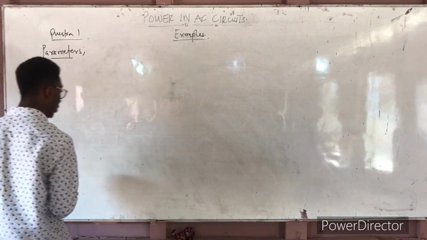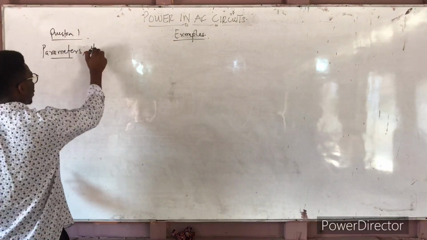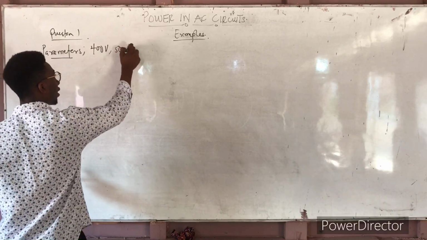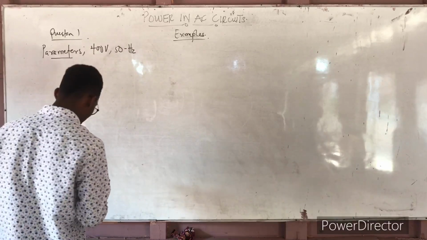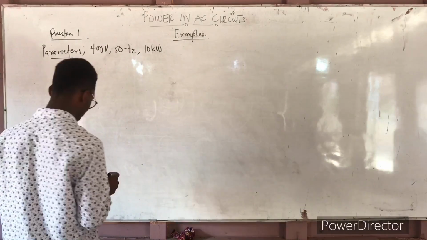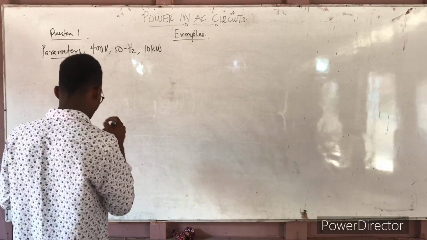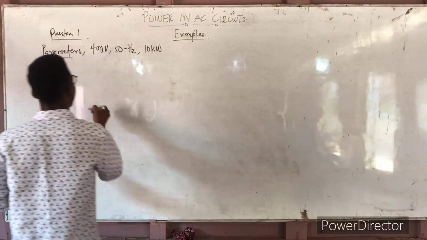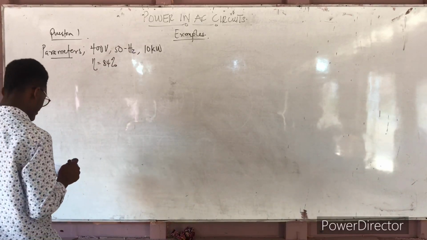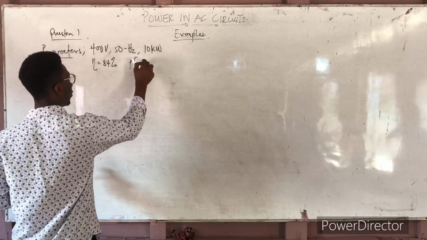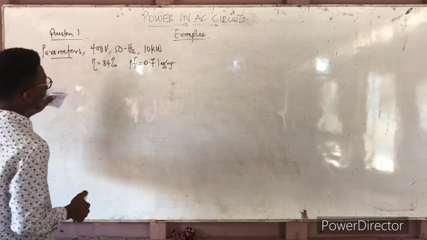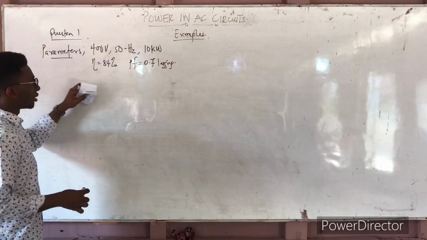So the parameters from the question: we have a voltage of 400 volts, a frequency of 50 Hz, a power of 10 kilowatts, and an efficiency of 84%. And we have our power factor, which is 0.7 lagging. So these are the things we drew out from the question.